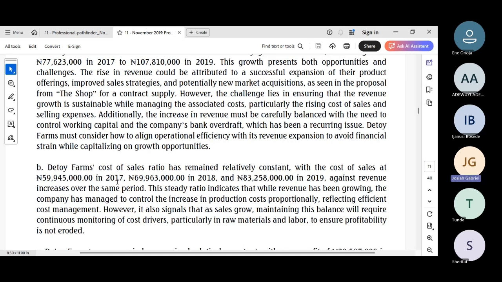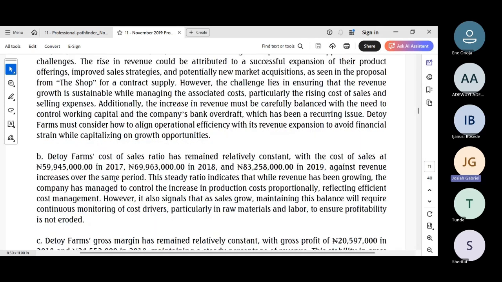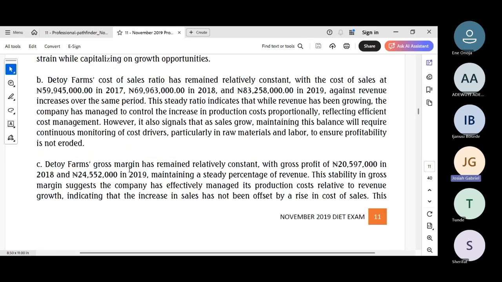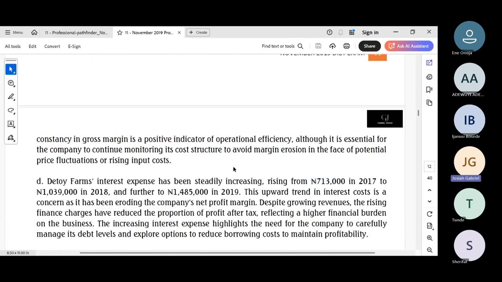The second challenge or consideration is speaking to the balance, which will require continuous monitoring of the cost drivers, as we said, particularly raw materials and labor, to ensure profitability is not eroded. Then the third one is gross profit has remained relatively constant and it plateaued, like we said, and it's essential for the company to continue monitoring its cost structure to avoid margin erosion in the face of potential price fluctuations or rising input cost.